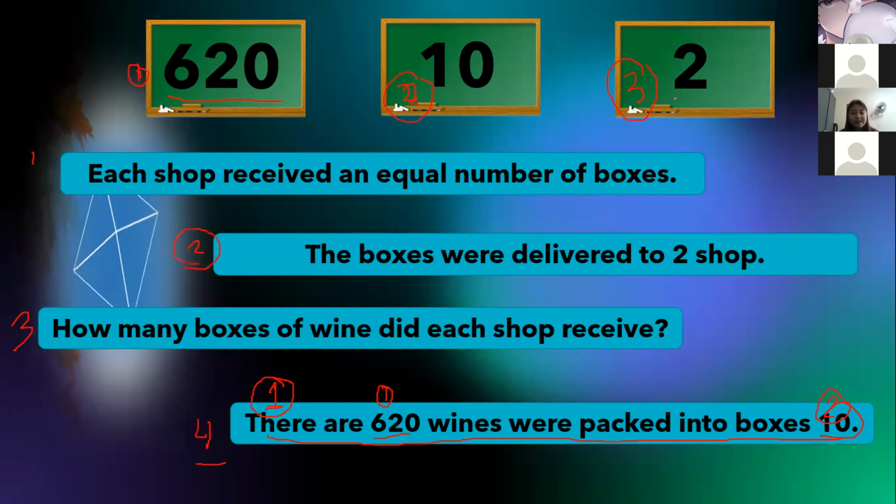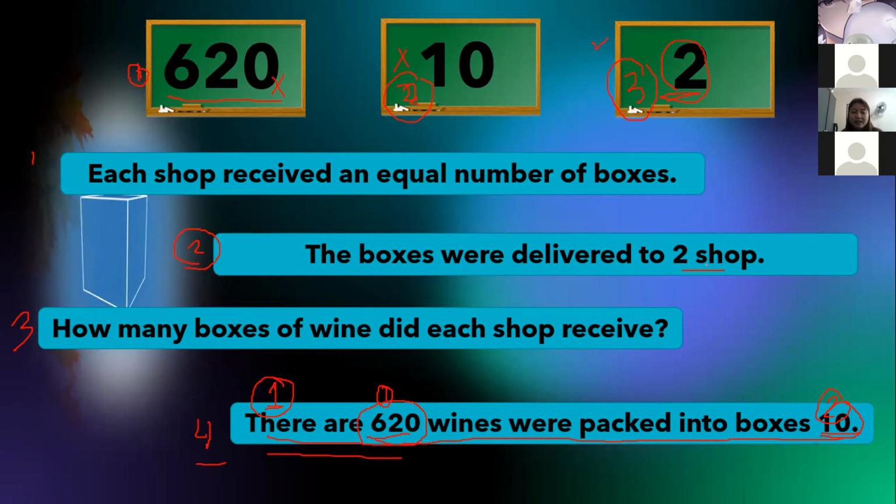So look at here. The boxes were delivered to 2 shops. So this is the last one here. The given number here is the 2. Because in the first sentence, we already have the given numbers 620 and 10. So the next sentence will be the 2. Again, you follow. We already finished the 620 in one sentence. So the left here is 2. So it means the second sentence is the boxes were delivered to 2 shops.